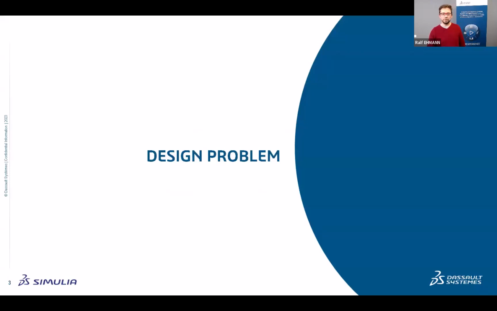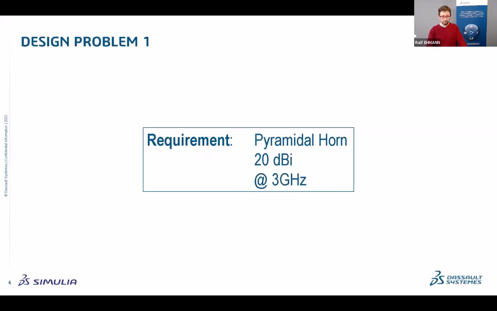Now, if you're not familiar with the terms design of experiments and surrogate model, then you would ask, what do they mean? I'm not going to explain it straight away. I'm rather going to start with a simple design problem, and in the course of the talk, I'm trying to explain those two concepts and how they might help. So a really simple design problem. We need to design a pyramidal horn with 20 dBi gain at 3 GHz.